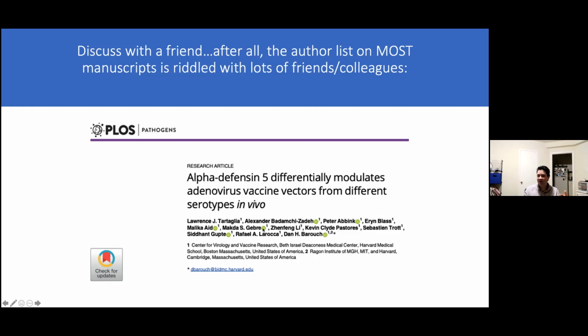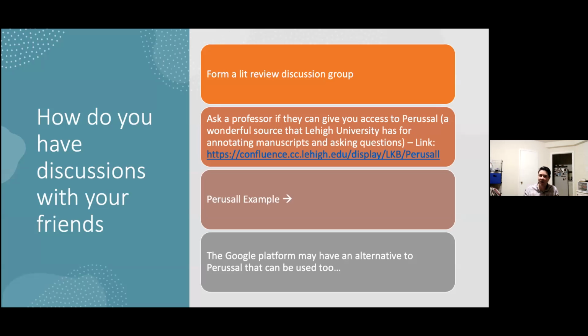Aaron and Makta, these are graduate students in the lab. Malika and Raphael, these are senior scientists in the lab who were helpful in a lot of ways. Zheng Feng, he was a very good friend of mine. Kevin, Sebastian, Sid, they were all master's students who worked under my tutelage at the time. And then Dan Baruch, he's the head man behind the lab who had the funding. So the point is that I've had many conversations with my colleagues about this. So there's no reason why you can't do that with your peers.